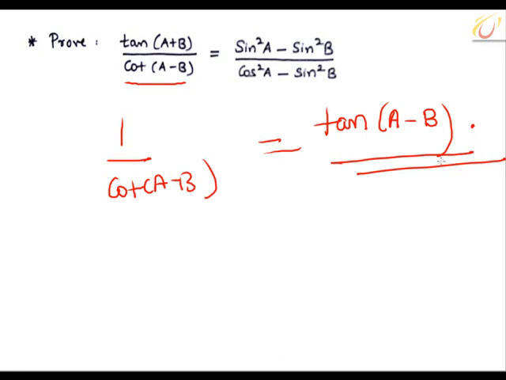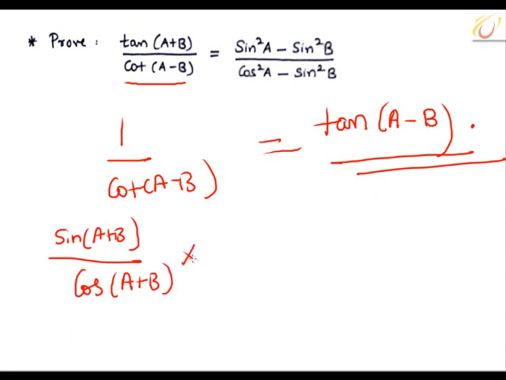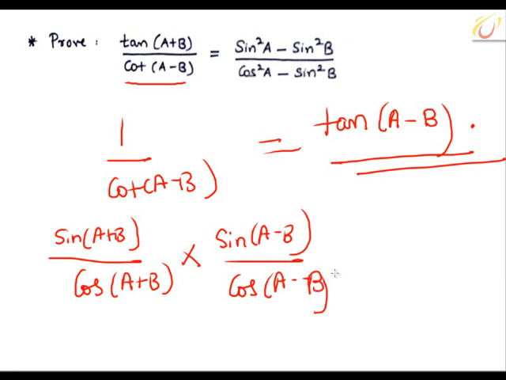Second step will be to convert all that is tan into sine and cos. So sine(A plus B) upon cos(A plus B). Do not go for the tan formula. Multiplied by sine(A minus B) upon cos(A minus B). Expand and try to solve the sum. The method will be very similar to what we did in the last sum. Hope you have got the answer. Now let us move ahead.